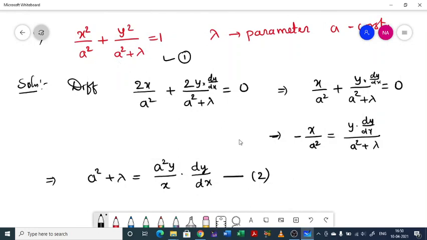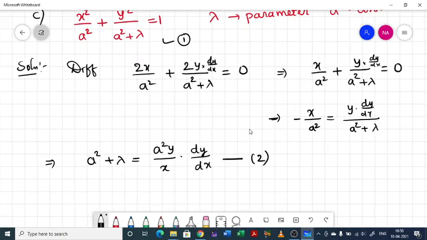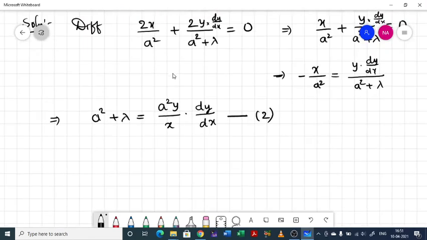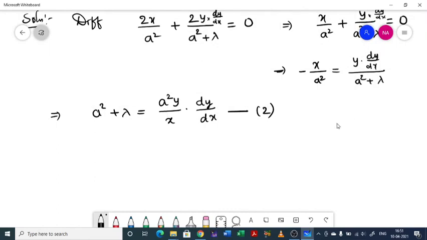Now substituting for a square plus lambda, we will be getting, substituting this a square plus lambda in equation 1, x square by a square, we will be getting x square by a square plus x square by a square plus y square divided by, in place of a square plus lambda we will be having a square y by x into dy by dx.